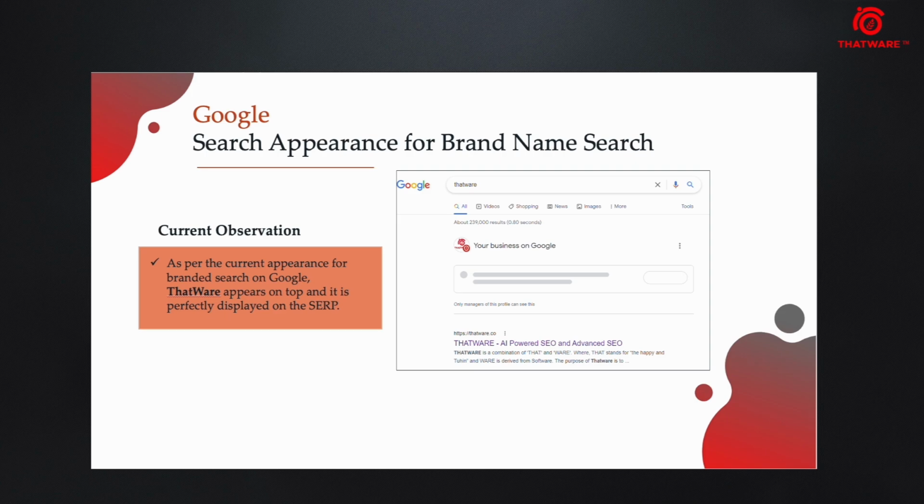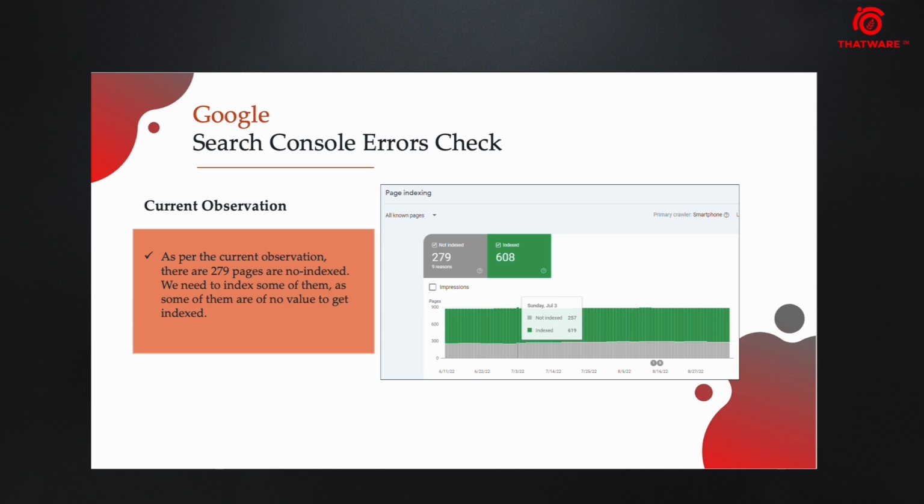So just do a brand search, because this is very important. If the brand name is not appearing, then you need to reconsider your branded keywords approach as well. Then on the Search Console, check all the errors on the page indexing side, because this is important. If the pages are not indexed, it means they are not discoverable on Google. So there is a high chance, in fact there is 100% chance, that those pages will never be ranked.